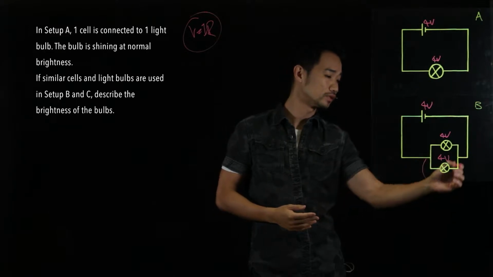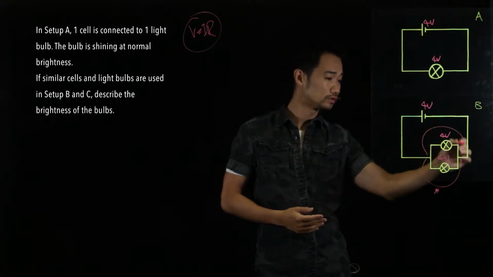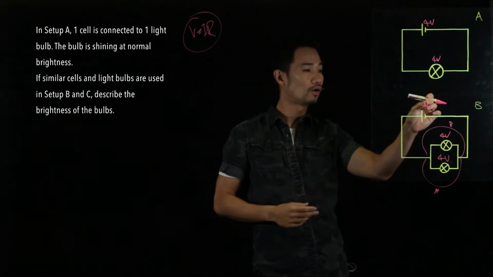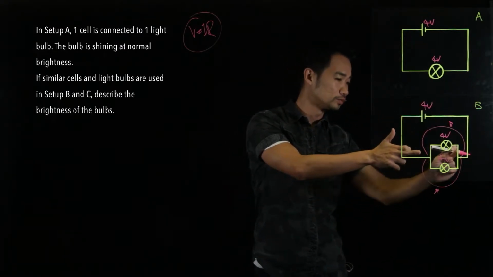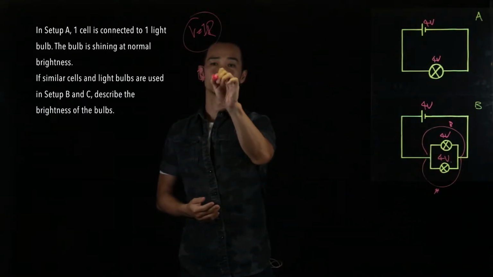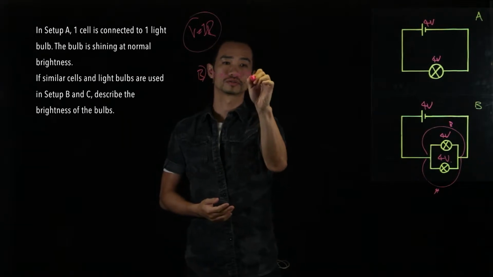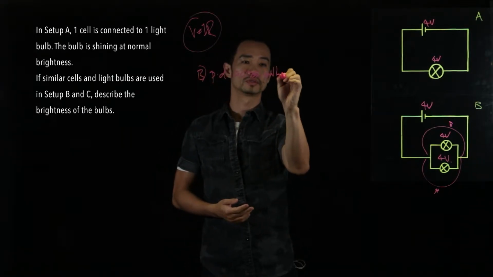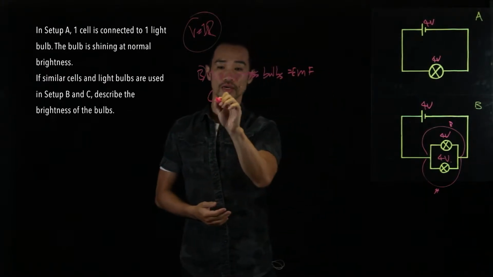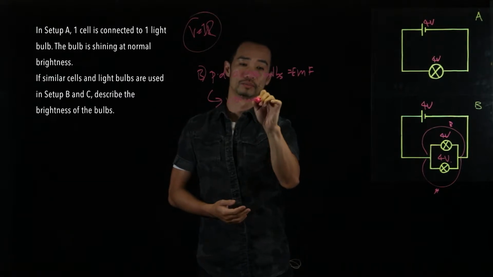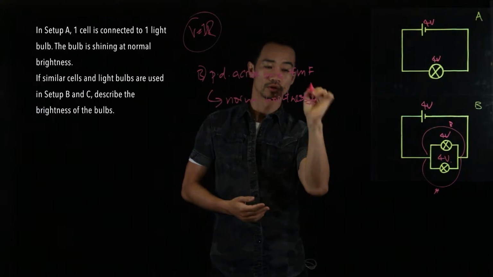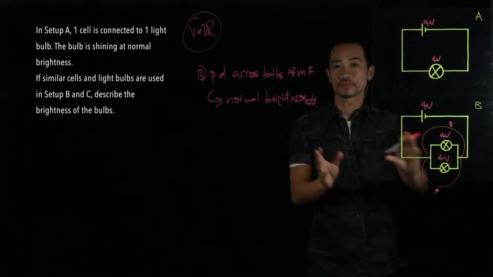So the PD across A and the PD across B is the same. And since there's nothing else on the main path, all the EMF is committed to produce the same PD. So for setup B, the PD across the bulbs is actually equal to the EMF. So what you get is normal brightness.